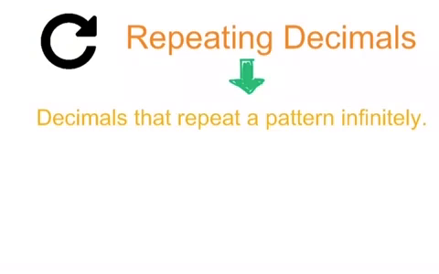The opposite is a repeating decimal. So it repeats, it continues. Decimals that repeat a pattern infinitely. Now there's an important word here. The important word is pattern. So a pattern gets repeated infinitely.